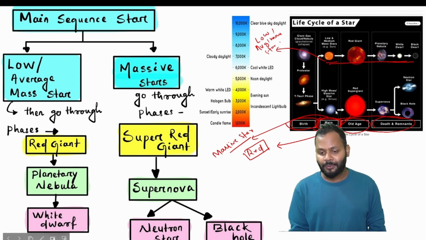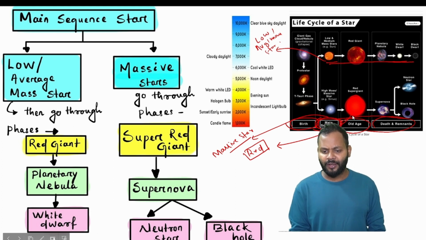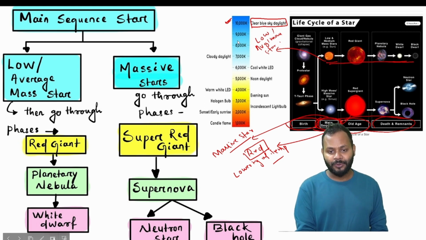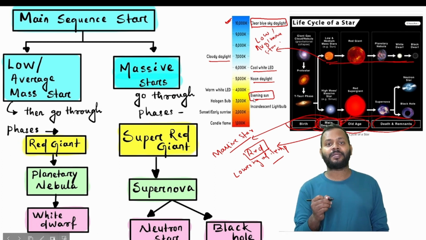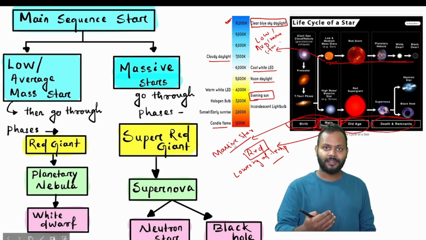Now, why this color red? If someone asks you, why is there a red color? You can see in the given chart that the red color is due to the lowering of temperature. When the temperature is very high, it looks like a clear blue sky in daylight. As the temperature gradually decreases, the color also changes: cloudy daylight, cool white LED, moon daylight, evening sun. In the evening sun, the declining temperature causes a reddish color. Candle flame. So in this example, when the temperature declines, the color changes to reddish.